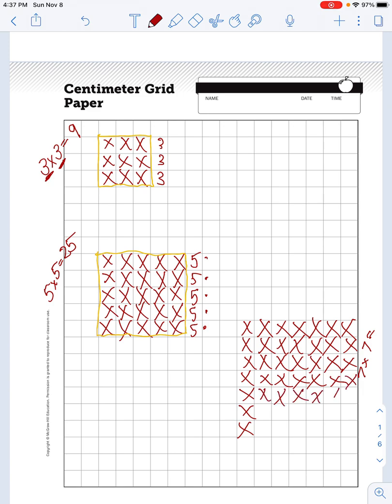Do you see how our arrays are getting bigger as the number we're multiplying by increases? I started off with 3 and it was a pretty small square, and then 5, it got bigger, and look at this one now with 7. This is a huge square, and I can box it in perfectly.